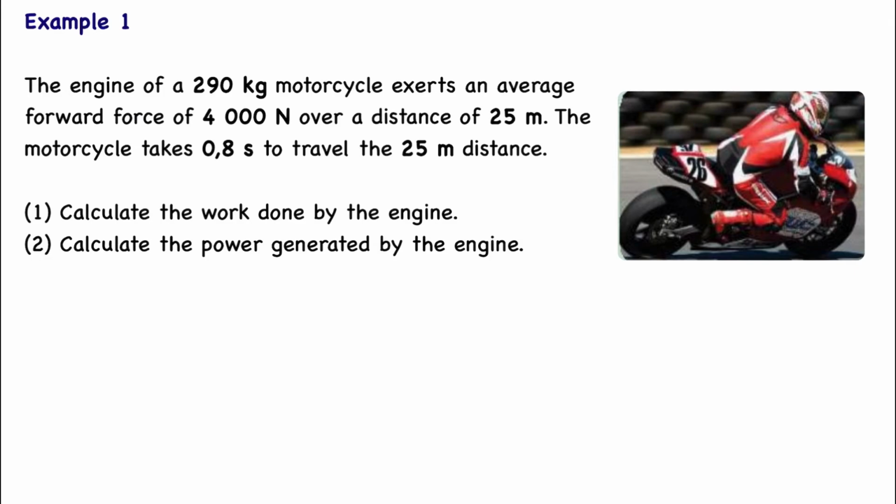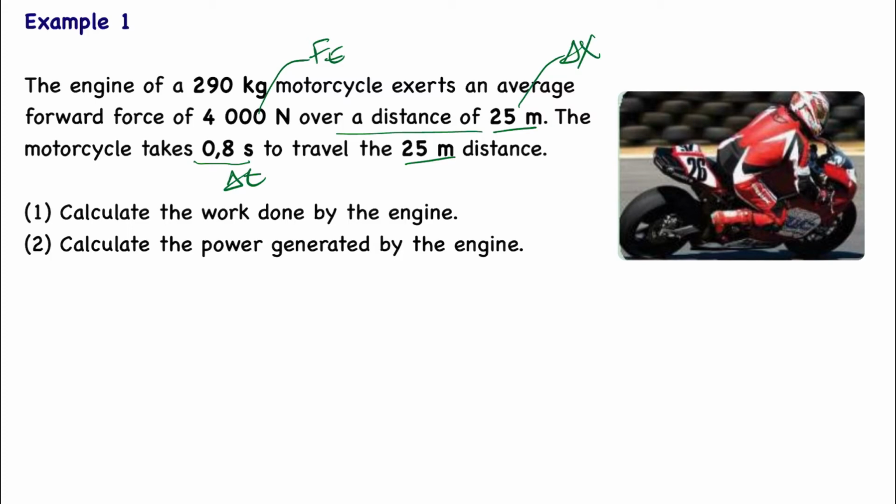Here's an example for power. The engine of a 290 kg motorcycle exerts an average forward force, which is the force of the engine of the motorbike, of 4,000 newtons. This force acts over a distance of 25 meters, which is the displacement it has traveled. The motorcycle takes 0.8 seconds to travel the 25 meters, so that's the time.